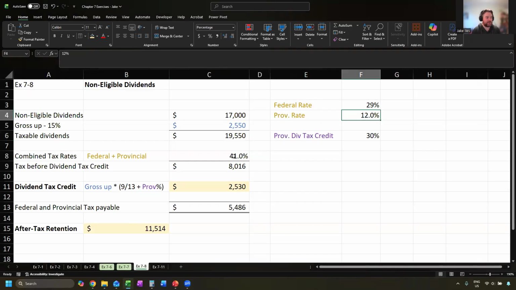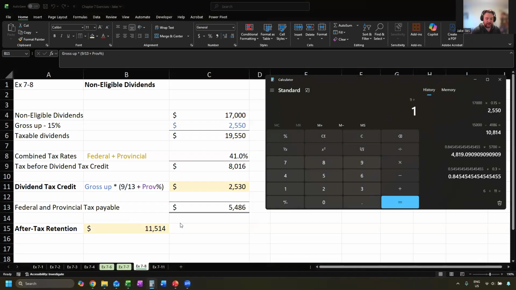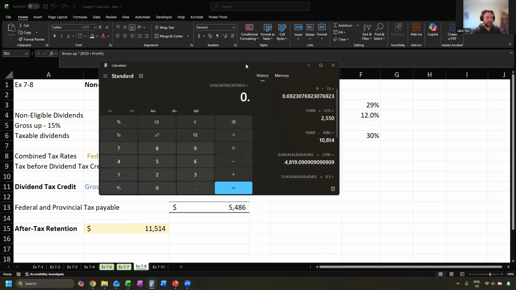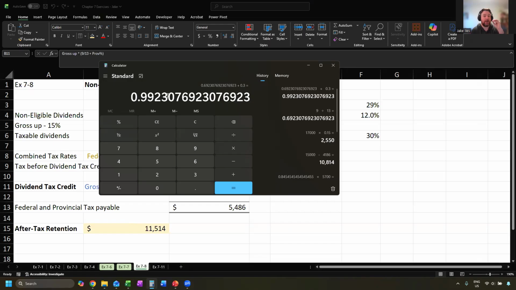Our federal rate and provincial combine to 41%. So we owe just over $8,000 in taxes, $8,016. But part of it was already paid. So our dividend tax credit to recognize how much was paid is 9/13. So 9 divided by 13 is 69.23%. So about 69%. Our provincial credit rate is 30%, so plus 0.30 to add 30% credit to our total. 99.23%. So we're going to come very close to getting back to that gross up amount.